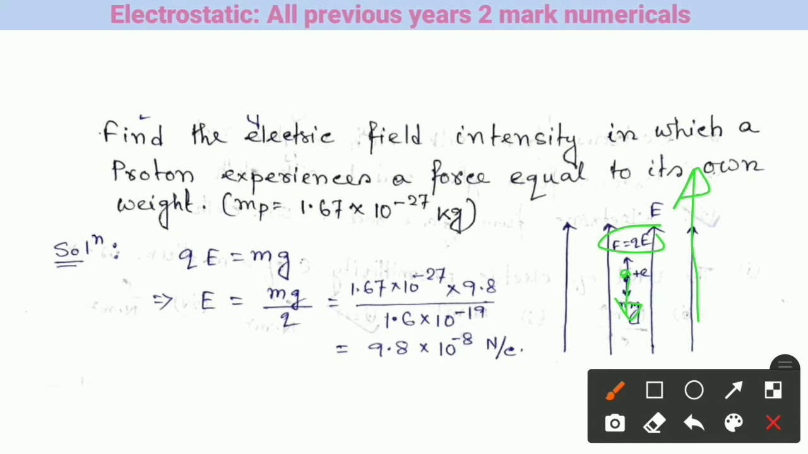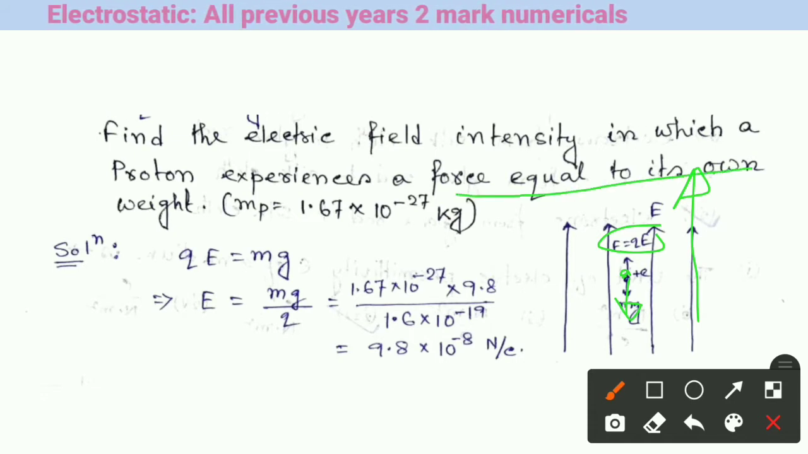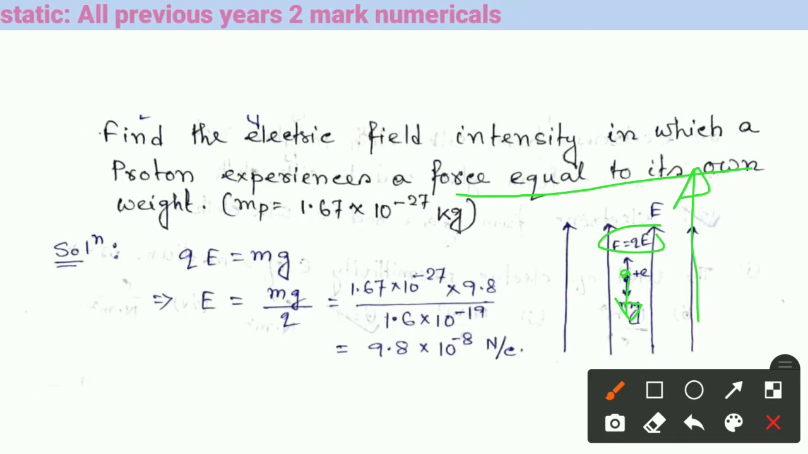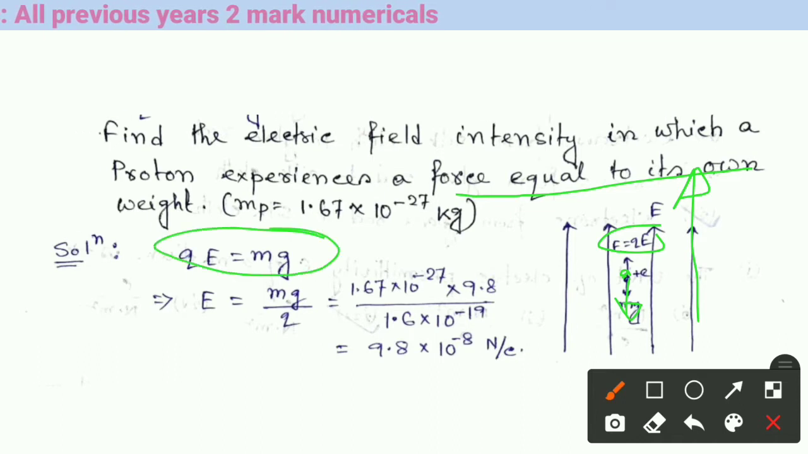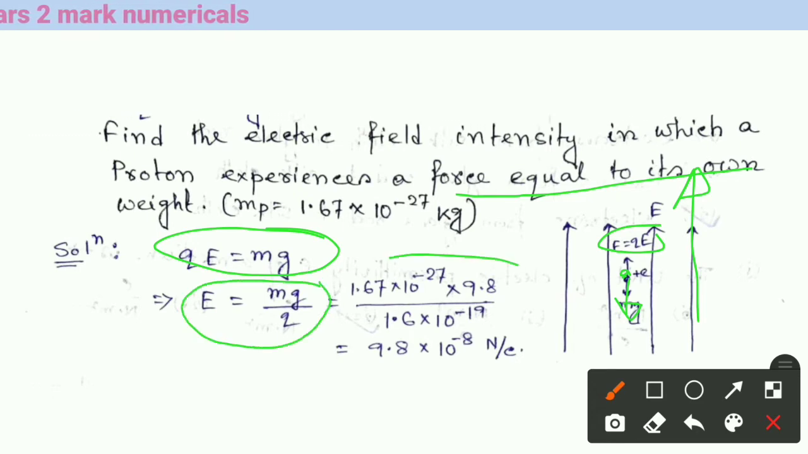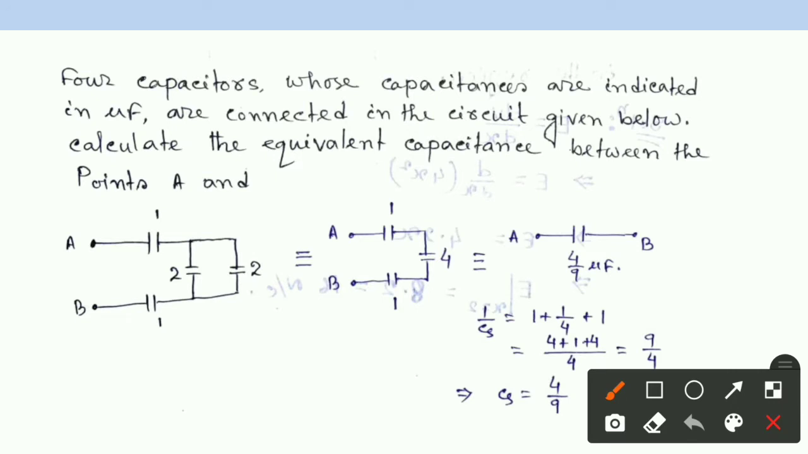In the question it is given that the force is equal to its own weight. So that means F is equal to qE equals mg. Now from that equation we can easily calculate E is equal to mg by q. By putting in all the values, we will get our answer, which is 9.8 into 10 to the power minus 8 Newton per Coulomb.